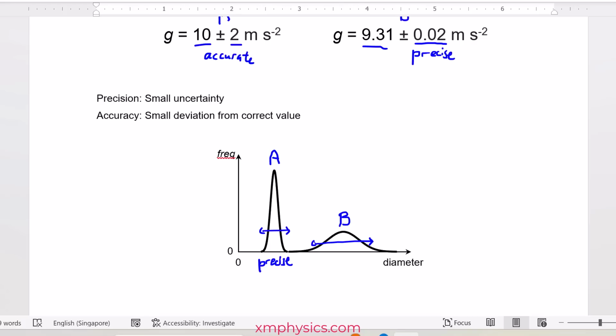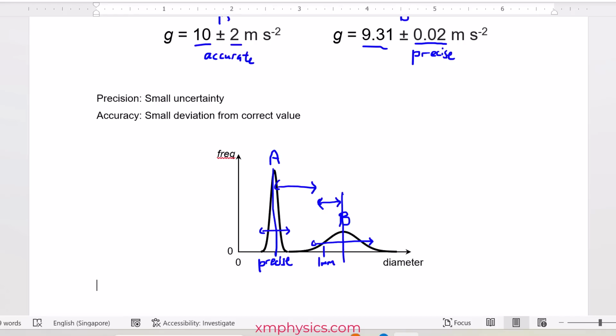As for the accuracy, that depends on how close they are to the intended value of 1 mm, isn't it? So let's say here is 1 mm. If that's the case, then B is actually more accurate because its mean value is here, and the error, the deviation, is this much. Whereas company A's wires' mean value is here, so it has a much larger deviation from the correct true value.